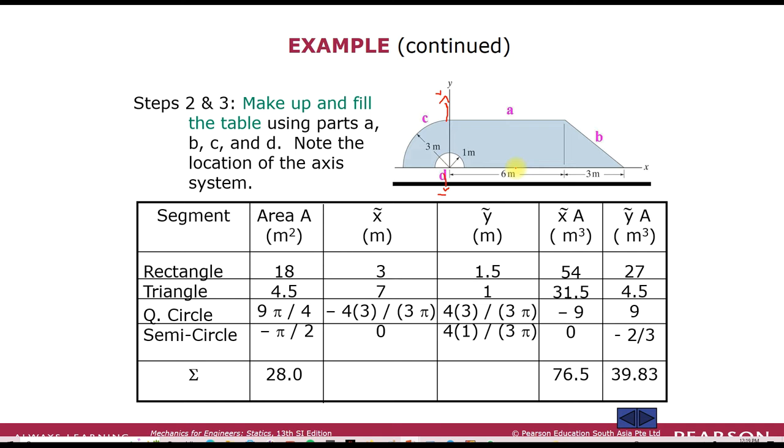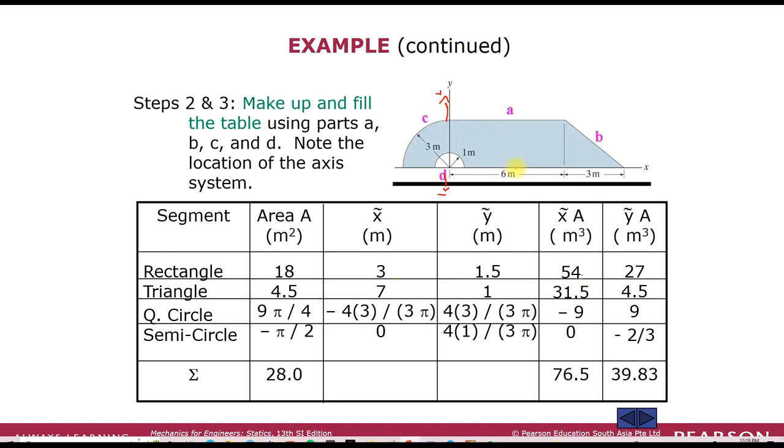Okay, next for the triangle. This triangle is already drawn here. The area is just 1 over 2 times the base and the height, so just half. So 3 times 3 is 9, divided by 2 is 4.5 square meters.